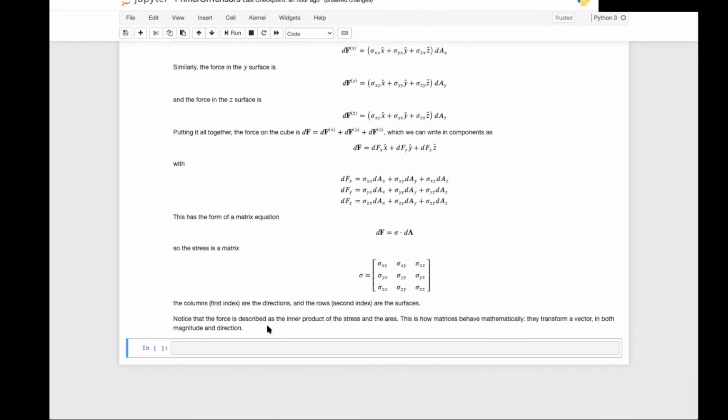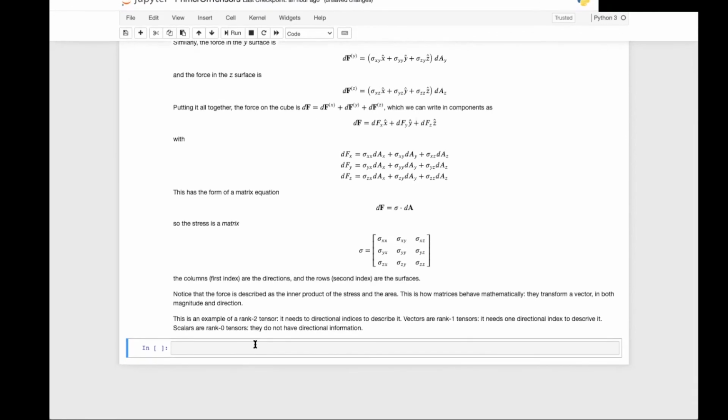Now notice that the force is described as the inner product of the stress and the area. This is indeed how matrices behave mathematically. A matrix will transform a vector in both magnitude and direction. And this is an example of a rank 2 tensor. It needs two directional indices to describe it.